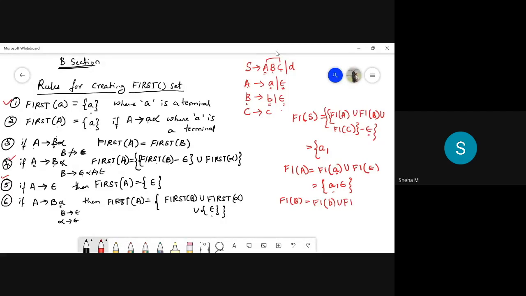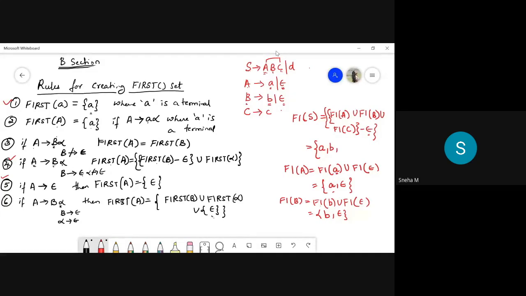Since A, B, C are not all deriving epsilon and S is not directly deriving epsilon, the first set of S cannot have epsilon in its set. So this is b because it's the first rule. The first set of a terminal is the terminal itself, and epsilon I cannot write. So b.